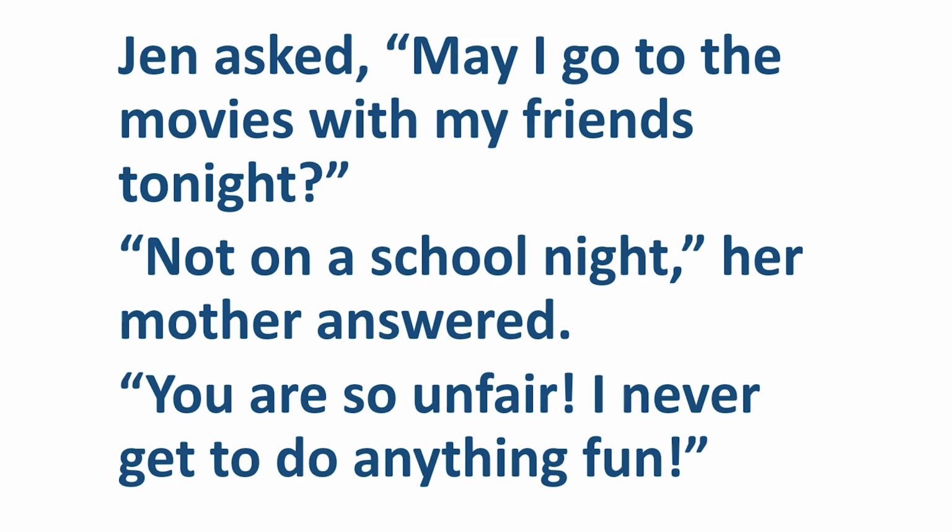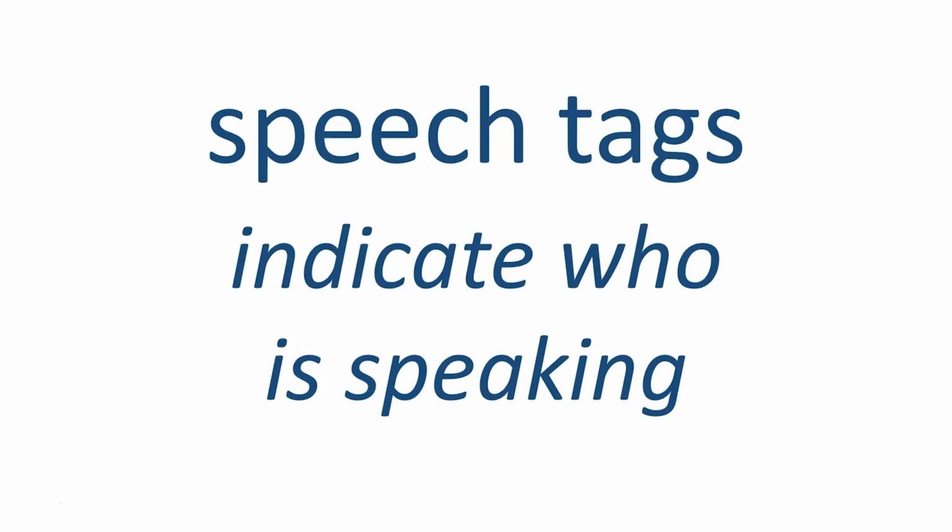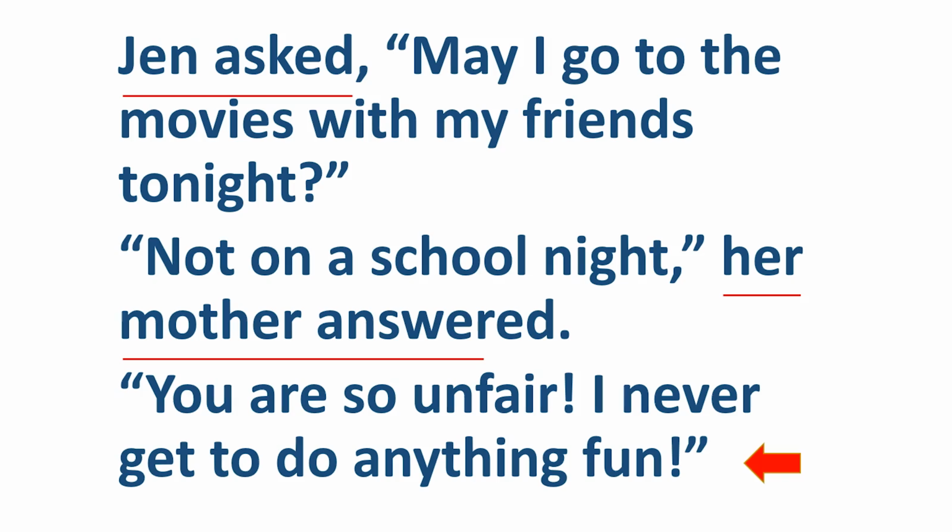Jen asked, "May I go to the movies with my friends tonight?" "Not on a school night, dear," her mother answered. "You're so unfair. I never get to do anything fun." We can see a speech tag here at the beginning, Jen asked, and also her mother answered. But we don't have a speech tag here at the end. Why not? Well, the purpose of speech tags is to indicate who is speaking. And in this dialogue here, it's obvious that the person saying "You're so unfair" is not the mother, but in fact the teenager Jen. So we didn't need to put another speech tag in here.